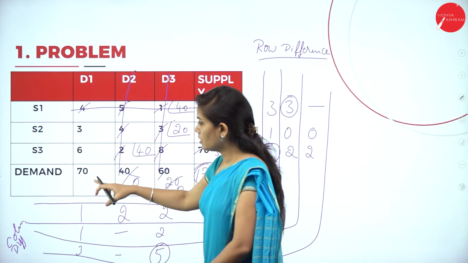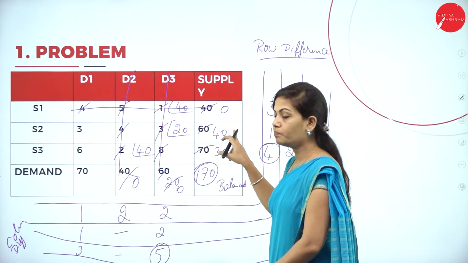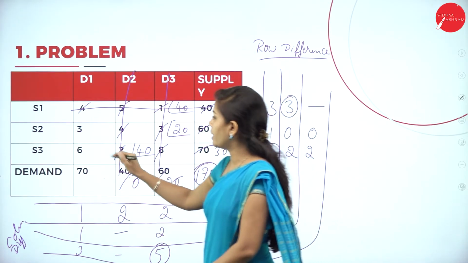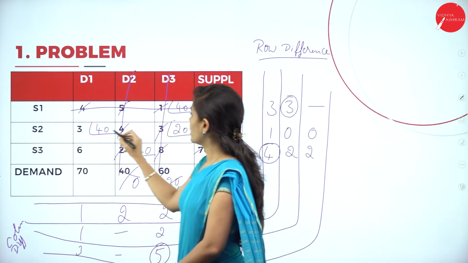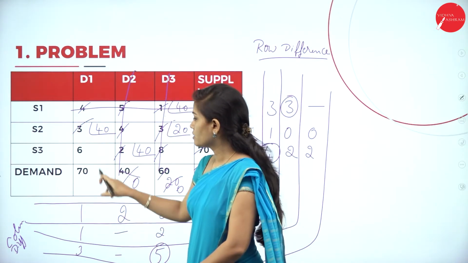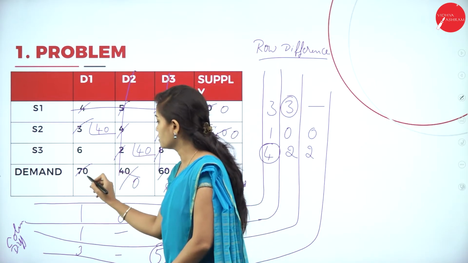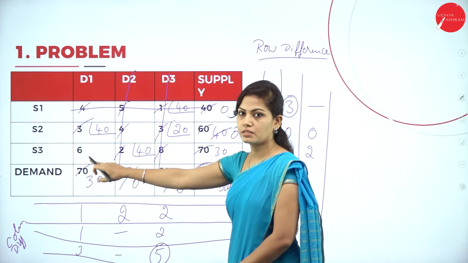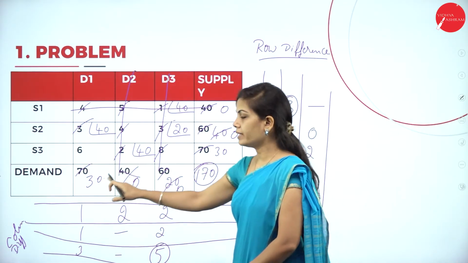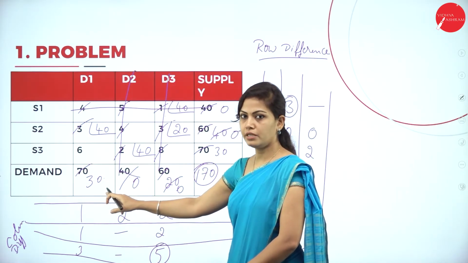You just check the demand value with supply value. Supply value is lesser than demand value. I will allocate 50 rupees to this cell. It will become 0. I can cancel this row. So 70 minus 40 is 30. And the last digit is 6. 30 and 30. So it is perfectly right.